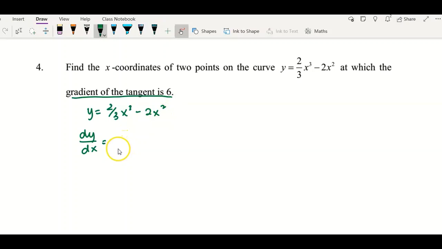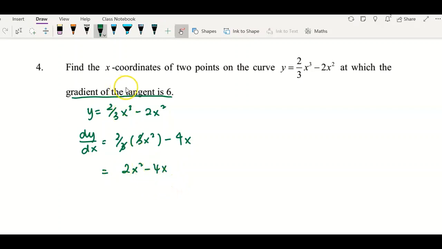Alright, in the question before this, it gives you the function and it gives you the x-coordinate. You need to get the gradient of the tangent. Now it gives you the gradient of the tangent and asks you to get the x-coordinate. By hook or by crook, we need to get the dy dx first. 2 over 3 just copy down. Differentiate x cubed, you got 3x squared. Differentiate negative 2x squared, you got negative 4x. Simplify, you will have 2x squared minus 4x. This is your dy dx.